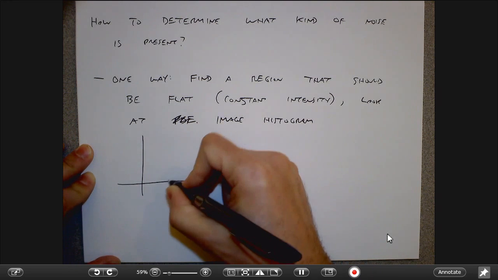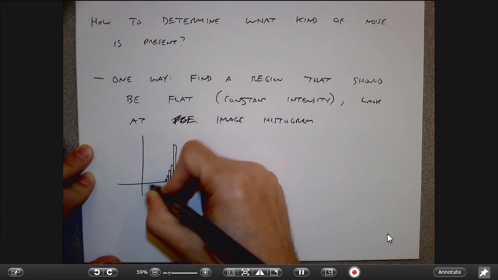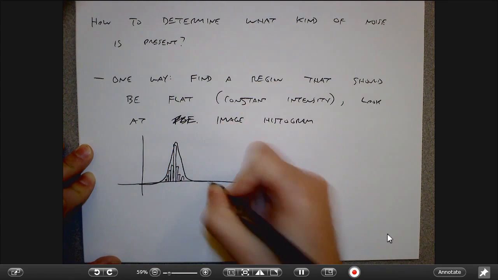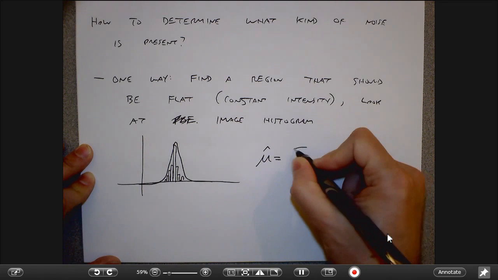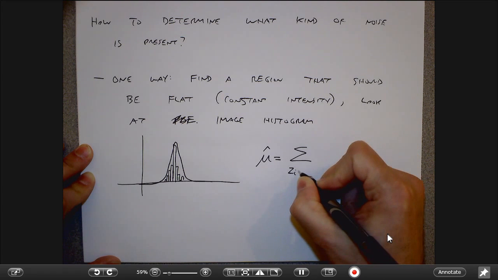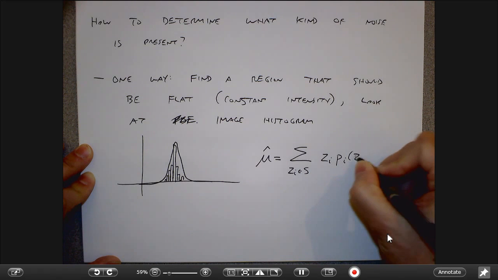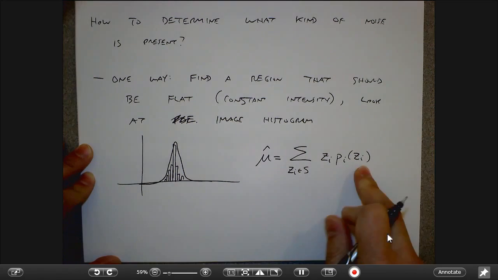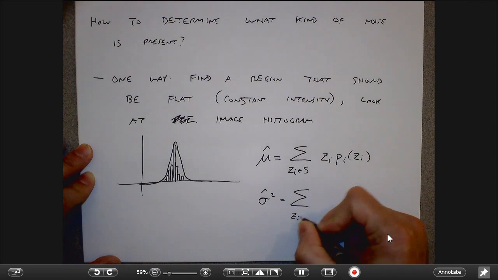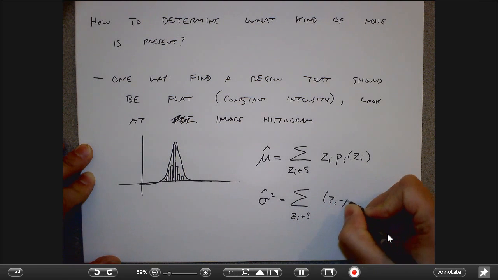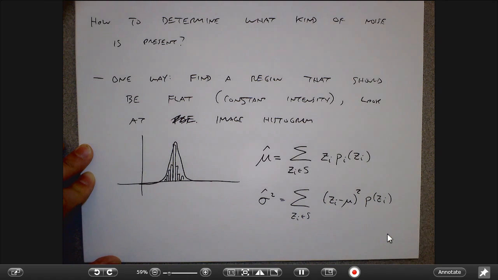I have a bar graph of actual values, and then what I could do is try to fit a PDF to that, right? For example, the estimated mean would be: I take the pixels in the block, and I take the probability of seeing each of those things, and the variance would be just the usual estimate that we talked about, like this. This is just from probability.